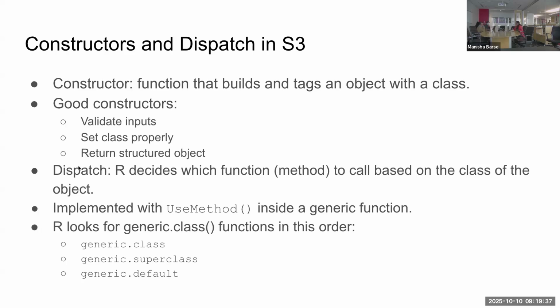And here with S3, we can let R decide which function or method to call based on the class of the object. This could be a default value that R chooses, or we can tell R what default method we want it to call. It's implemented with UseMethod inside a generic function. The default order in which R decides which method to call is based on the generic class, superclass, and then generic default.